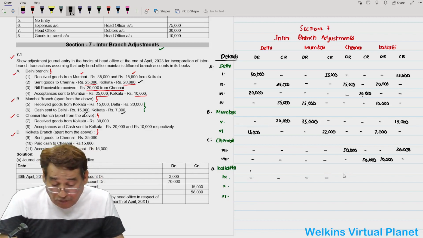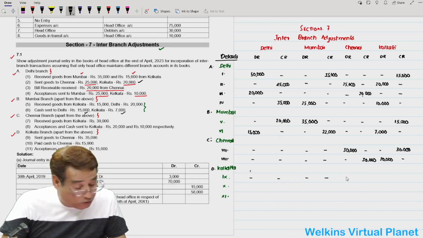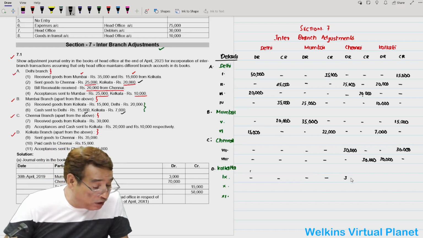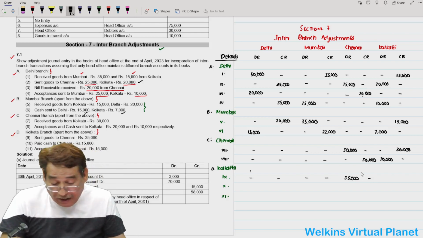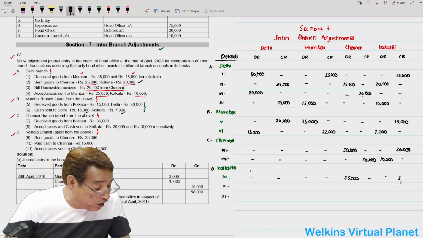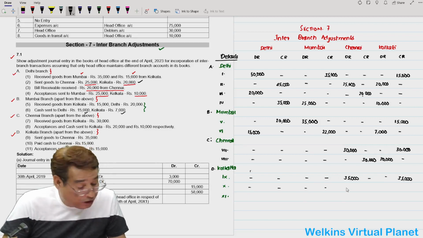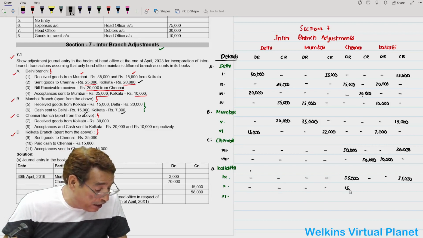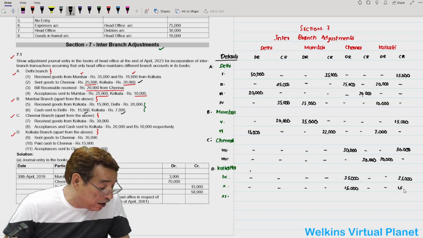Now we come to the main point. Kolkata branch is sending goods to Chennai. That means Chennai will receive the goods 35,000. So on the debit side of the Chennai, I will write 35,000. And towards the credit side of the Kolkata, I will write 35,000 because Kolkata branch is sending the goods. Then paid cash to Chennai. Once again, Chennai branch will receive. I will write here 15,000. And once again, Kolkata branch will get credit because they are sending the cash.